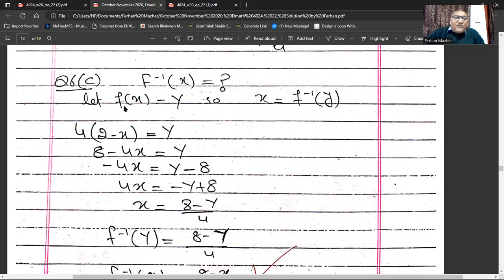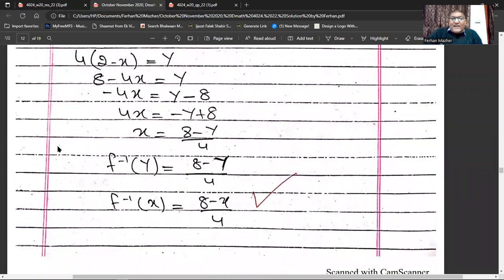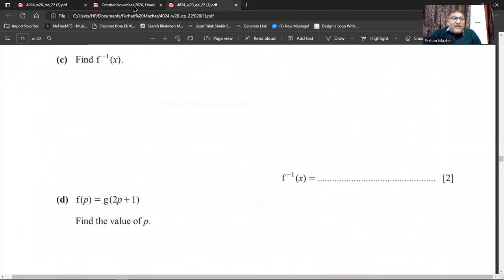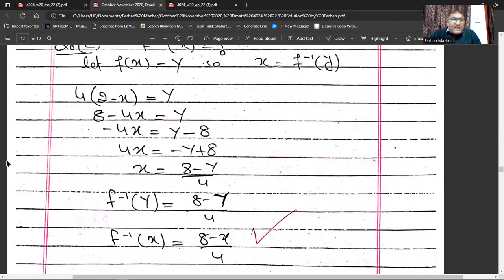In the place of f of x, I will put the f of x formula. That is 4(2 minus x) equal to y. So 8 minus 4x is equal to y. So minus 4x is equal to y minus 8. So 4x will be equal to minus y plus 8. So x will be equal to 8 minus y, the whole thing divided by 4. In the place of x, I will put f inverse of y equal to (8 minus y) by 4. Then on both the sides, I will change the variable. So it will become f inverse of x is equal to (8 minus x) divided by 4. So our answer is right, sir.